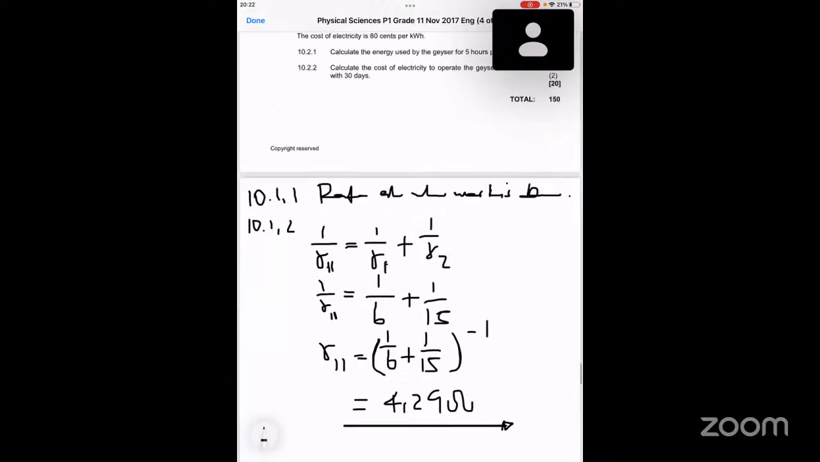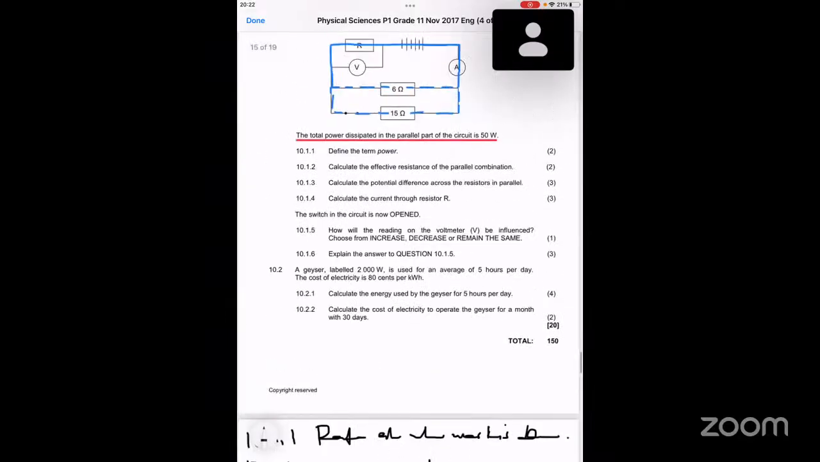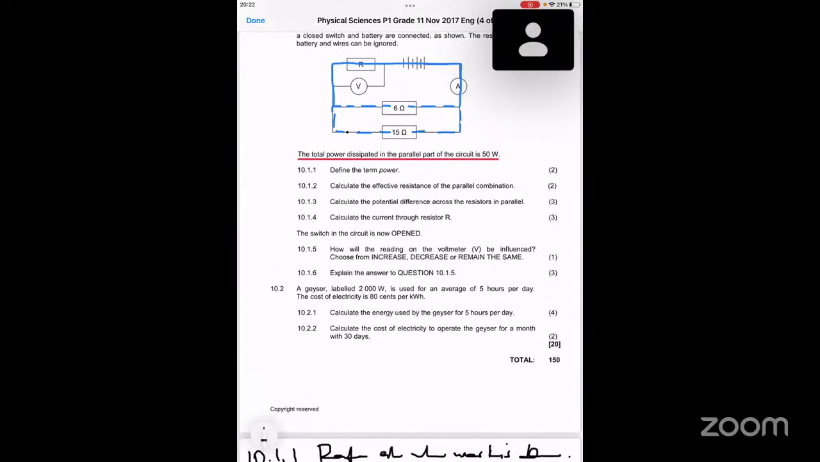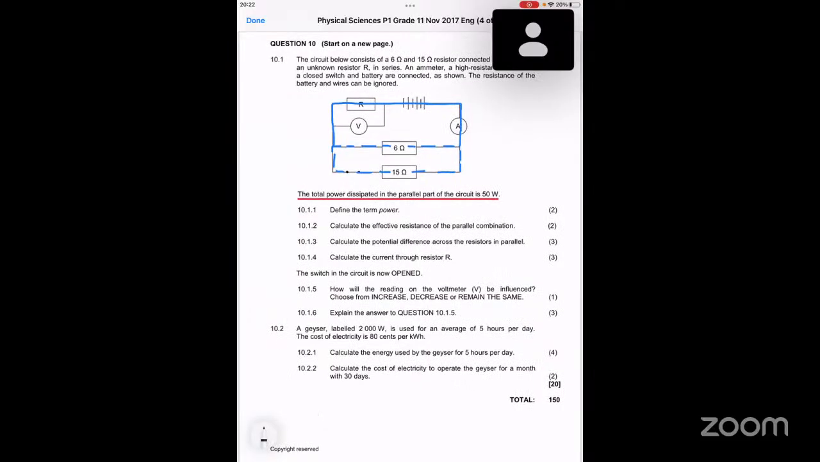Okay, then it's fine. So now moving on to question number 3, 10.1.3, they want you to calculate the potential difference across the resistors in parallel. Let me not say much, but I will also give it to you guys to work it out.